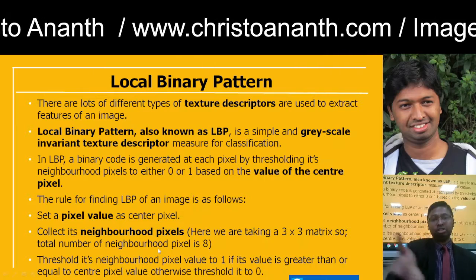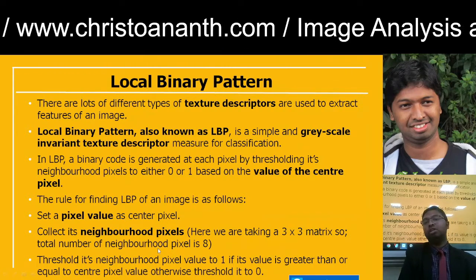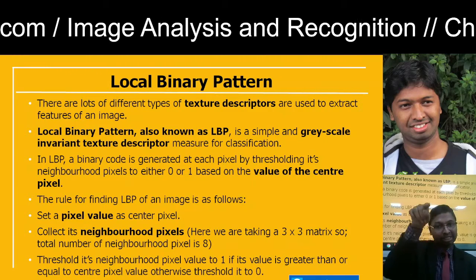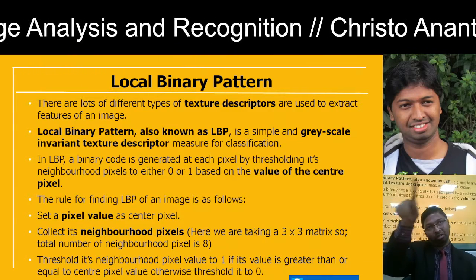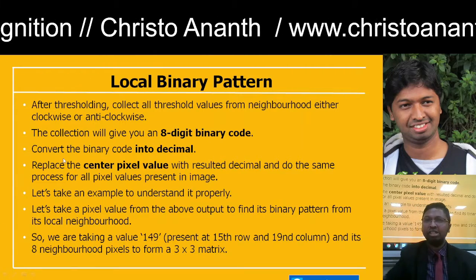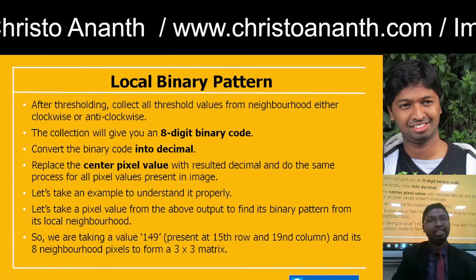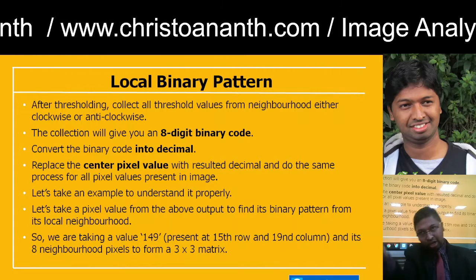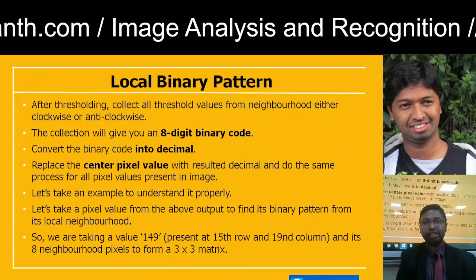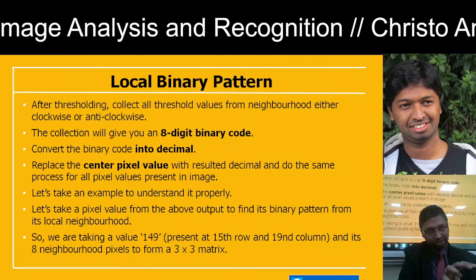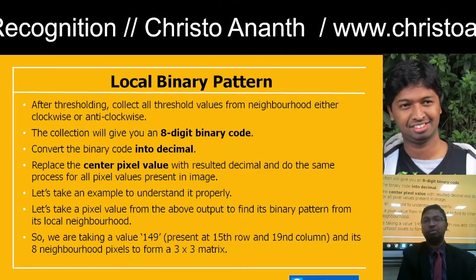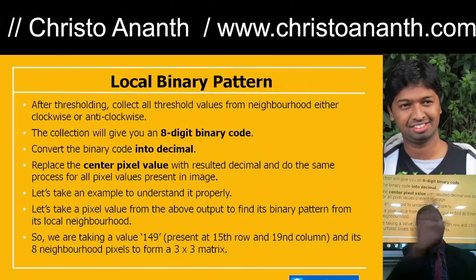So threshold the neighborhood pixel value to 1 if its value is greater than or equal to the center pixel, otherwise 0. After thresholding, collect all the threshold values from the neighborhood either clockwise or anti-clockwise. The collection will give you an 8-digit binary code. Convert the binary code to decimal and replace the center pixel with the resultant decimal, and do the same process for all the pixel values.